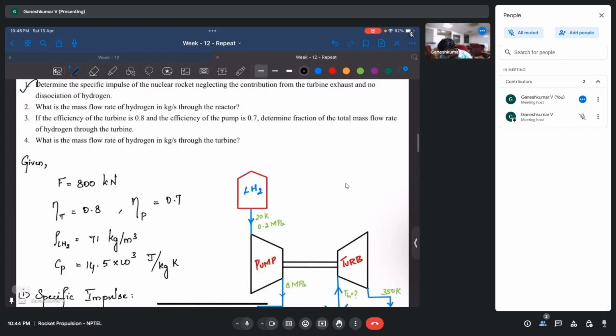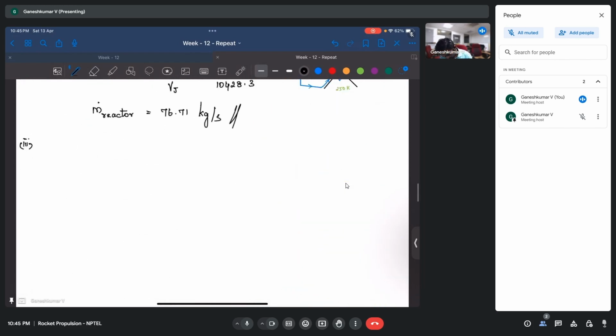The third question is, if the efficiency of turbine is 0.8 and the efficiency of pump is 0.7, determine the fraction of total mass flow rate of the hydrogen through the turbine. So basically we were asked to find m dot of turbine by m dot of total. This is what we need to find out. How do we find out this part? What would be the concept behind finding this is the question.